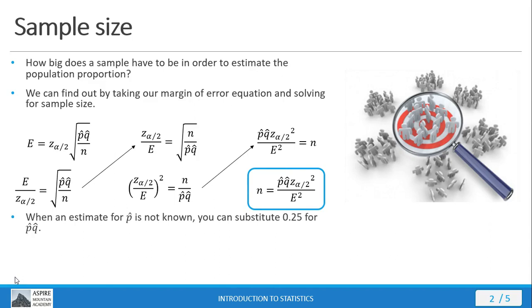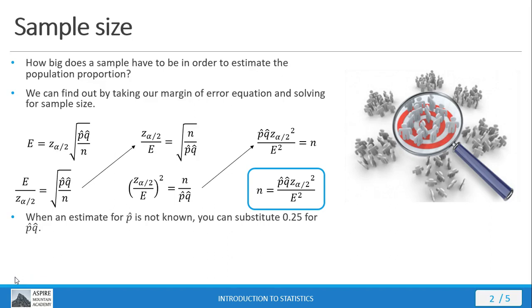So we can use this equation pretty much anytime, but sometimes we're not going to know what our probability of success is, the estimate for p hat. So when we don't know p hat, we don't know what q hat is either, because our knowledge of q hat comes from knowing what p hat is. So in those instances where we don't know what p hat and q hat are, we can just substitute 25% for p hat q hat.